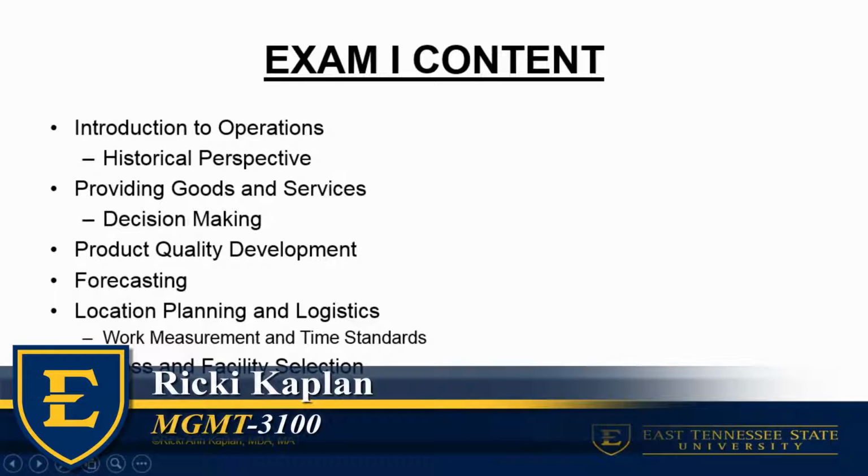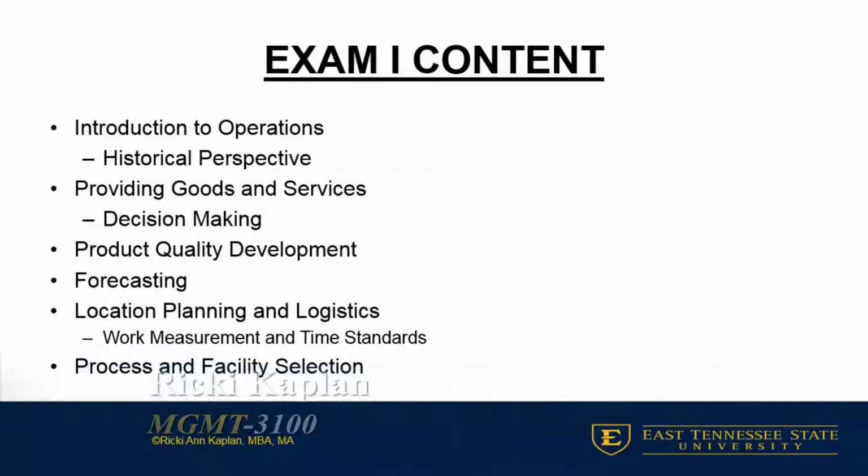All right, we're ready for exam 1. If you remember back, we started off with exam 1 content. The exam 1 content includes, if you follow the slide, introductions to operations, including that historical perspective that we looked at, providing goods and services along with that extra on decision making, product quality development, your forecasting, location planning and logistics, including the work measurement and time standards, and then process and facility selection.